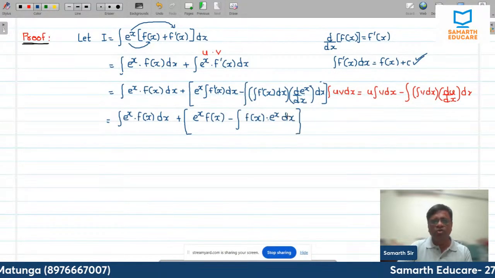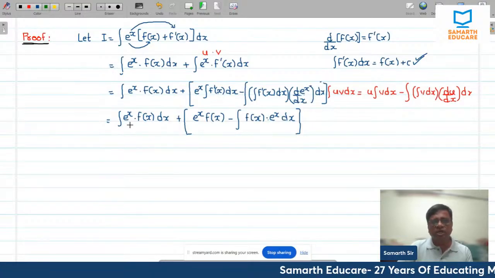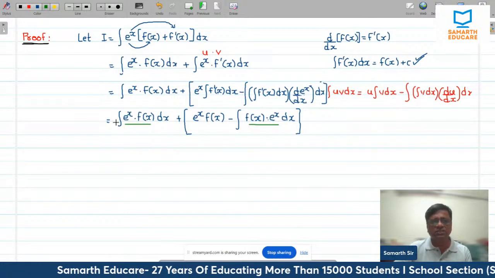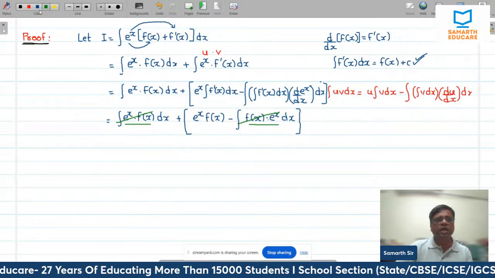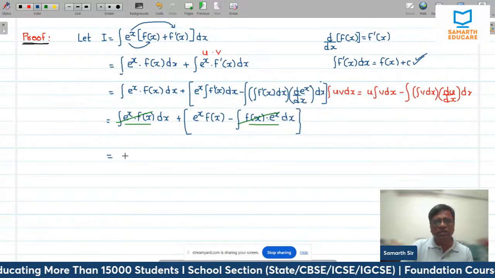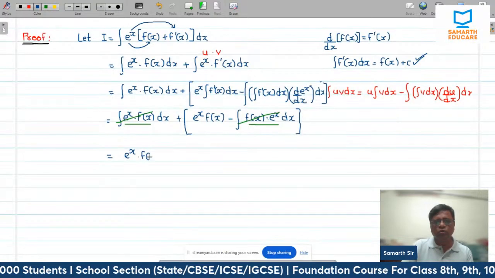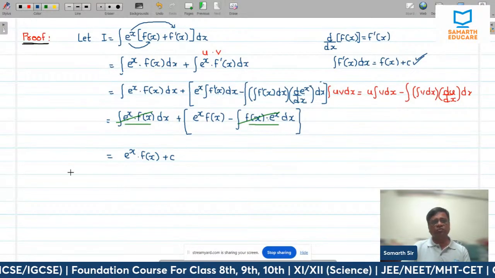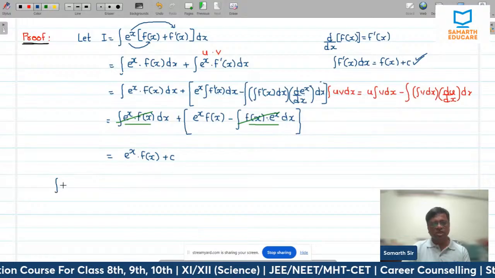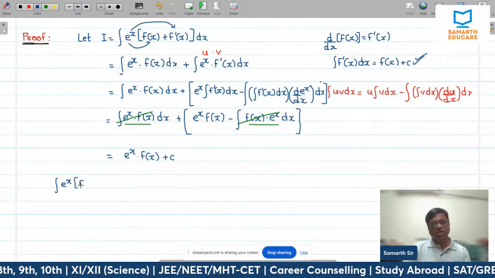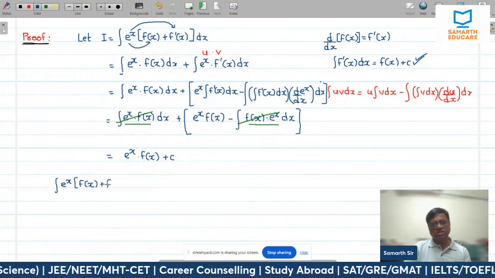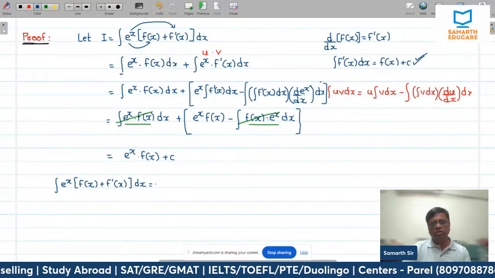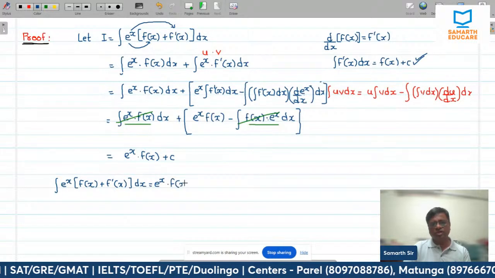Okay, now if you look at this, e raised to x f of x, e raised to x f of x, here is minus and here is plus, so both will cancel each other. And I got my answer as e raised to x into f of x plus c. This is the answer for e raised to x into f of x plus f dash x. Hence, we have the integral of e raised to x f of x plus f dash x dx is equal to e raised to x into f of x plus c.